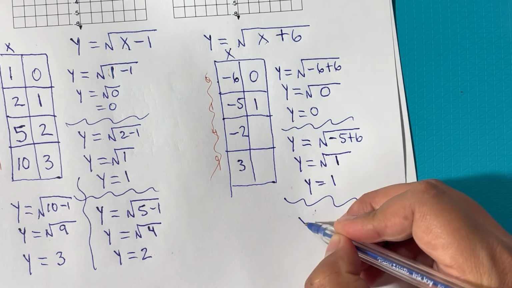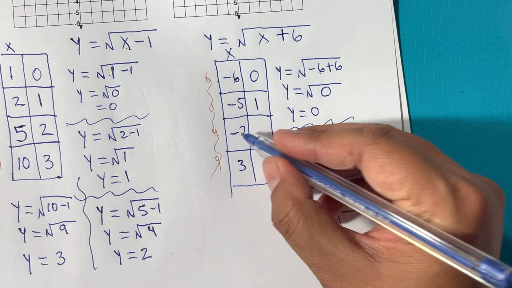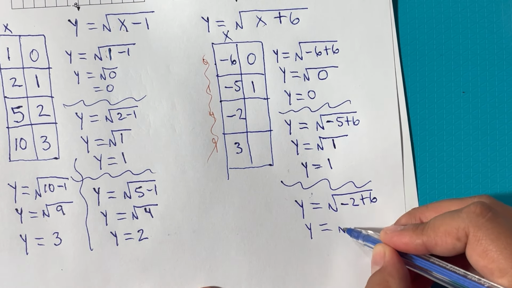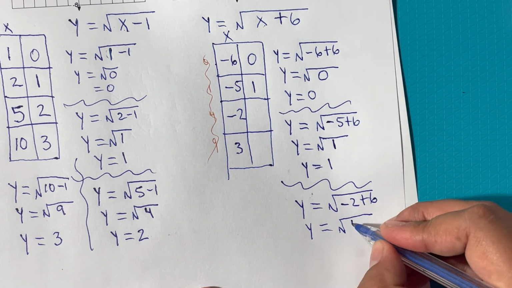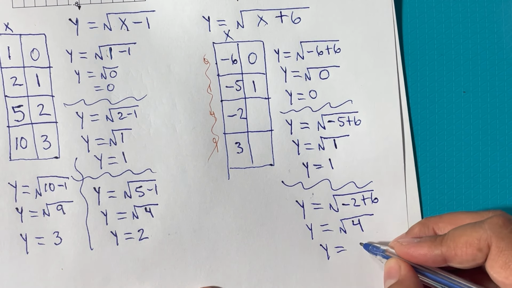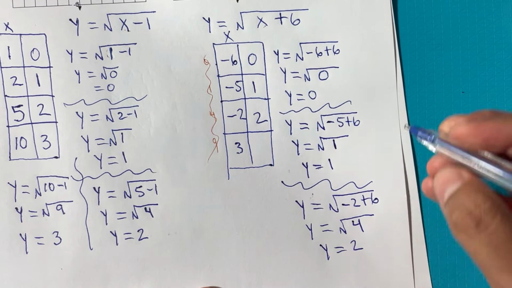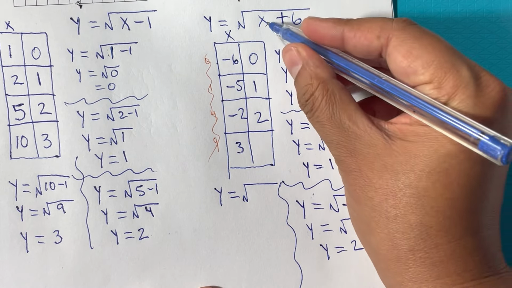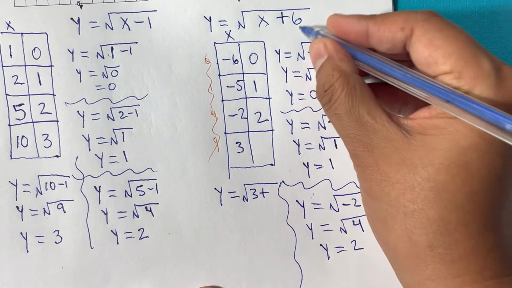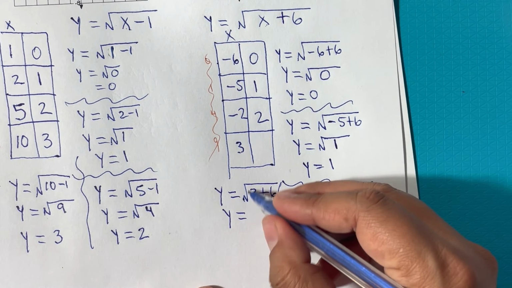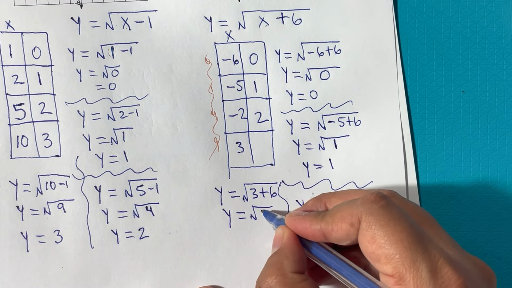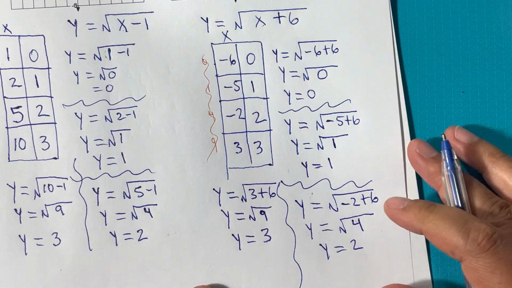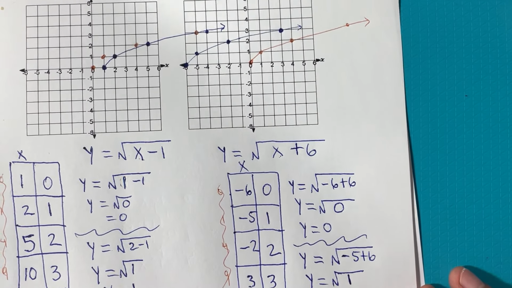The next one, Y is equal to the square root of -2 plus 6. Y is equal to the square root of -2 plus 6, which is positive 4. And the square root of positive 4 is 2. And finally, Y is equal to the square root of X, which is 3 plus 6. The square root of 3 plus 6 is the square root of 9. And the square root of 9 is 3. So now we have the values for our graph.